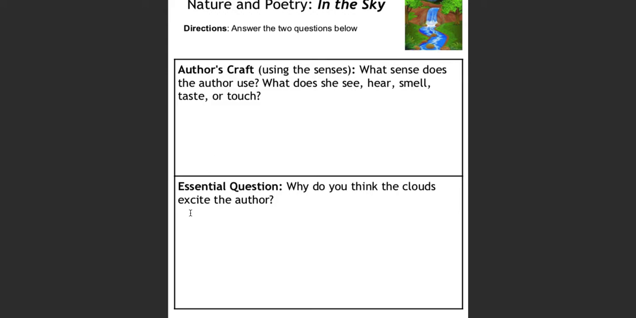Then our next question is related to our essential question. So by now we know that all of these poems are about people who are excited about nature. So in this one question, we're going to switch it up a little bit. The related question to the essential question is, why do you think the clouds excite the author? So when you're done reading, what is it about the clouds that excites the author? Now this is your thought, so it's not going to be in the story. You are just going to need to use your own ideas to try and figure that out.